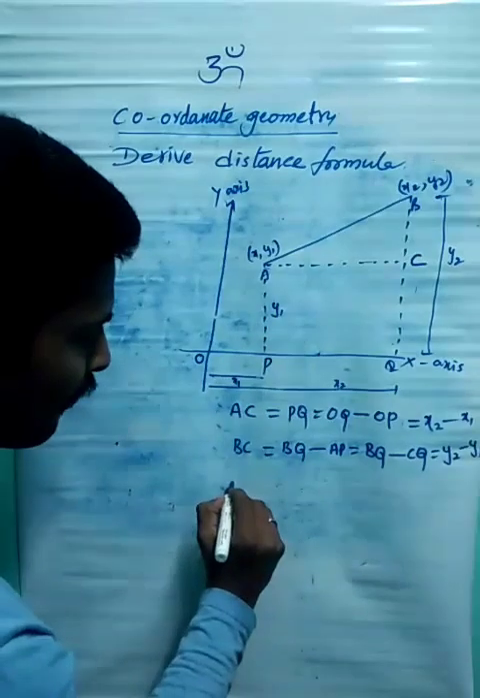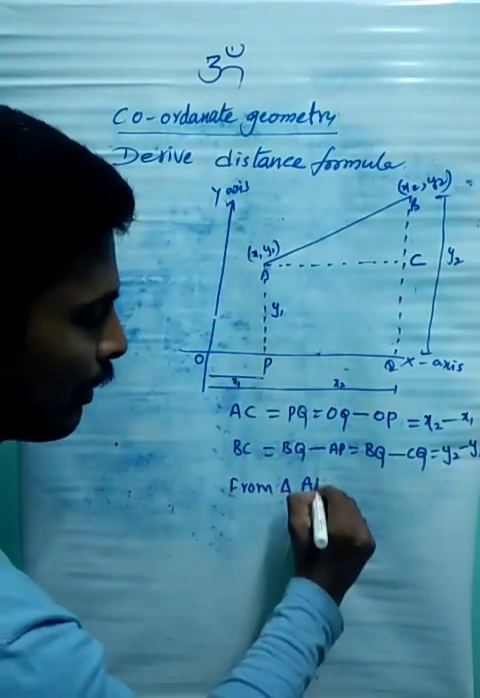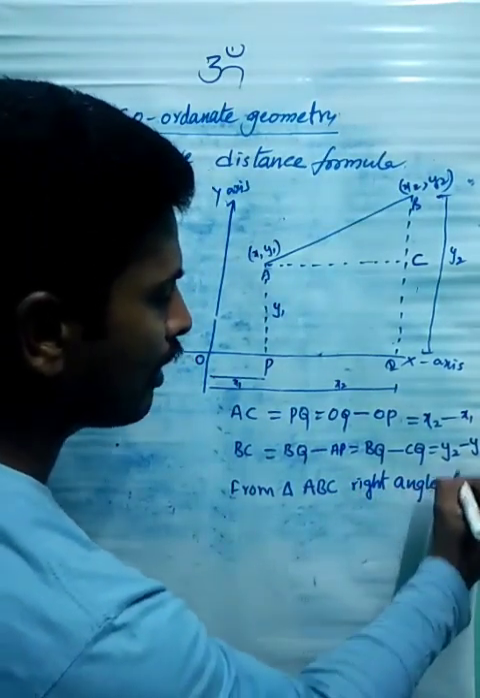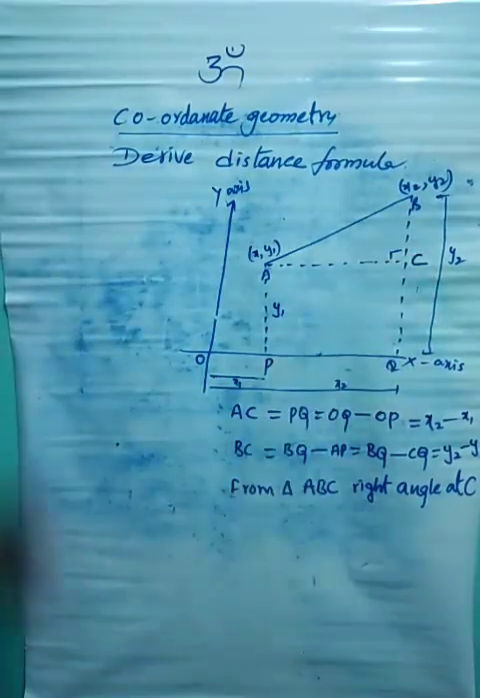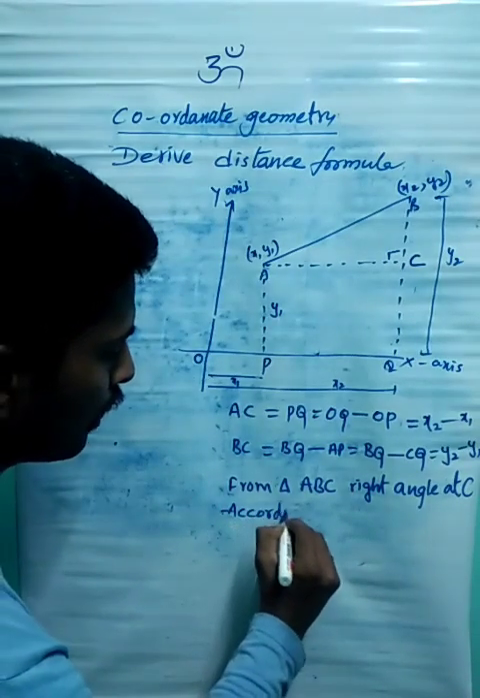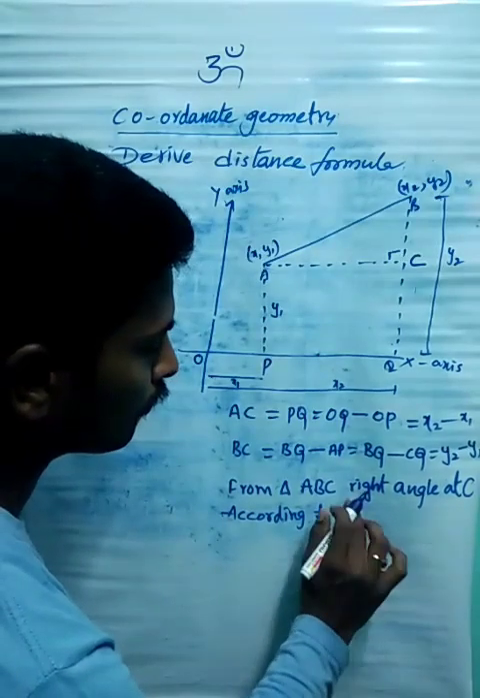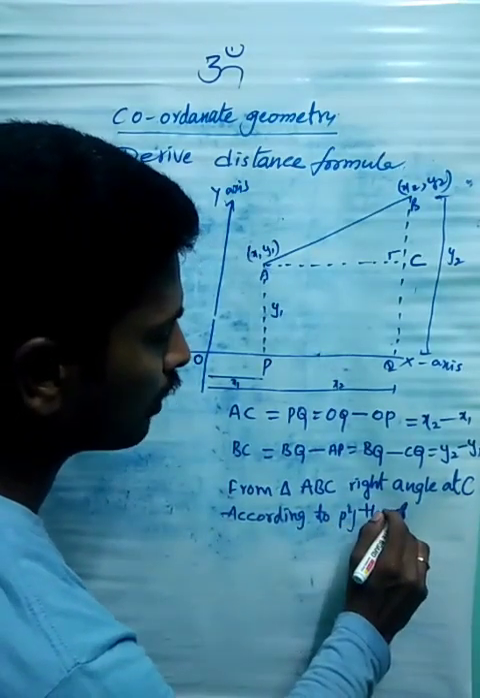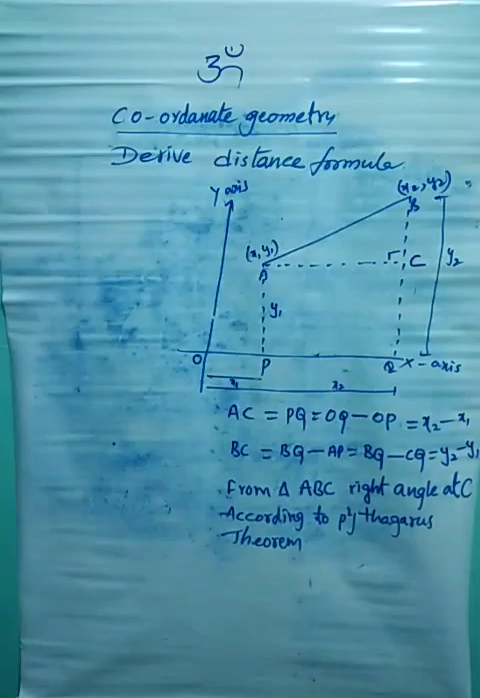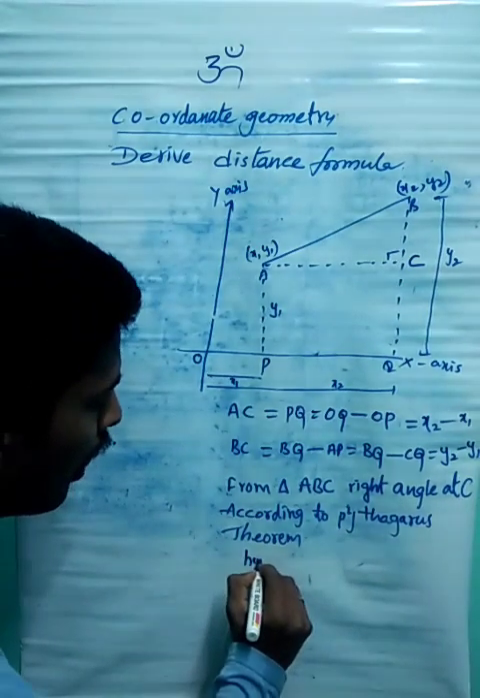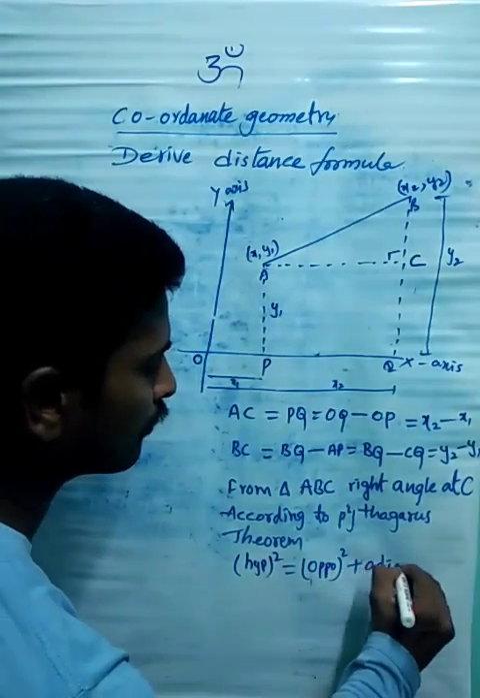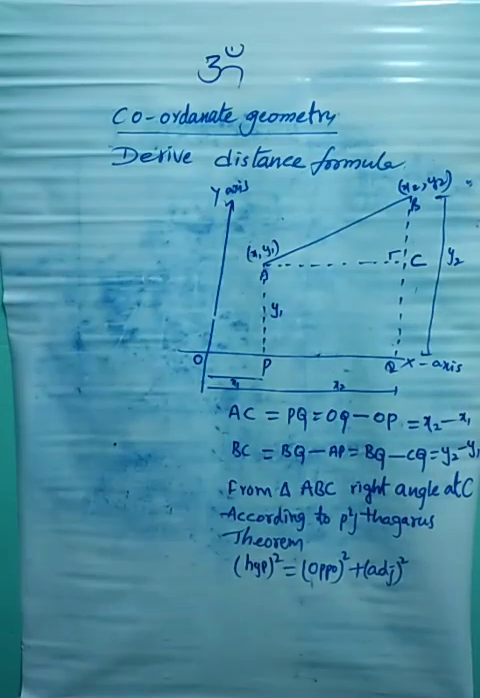Now coming to the triangle ABC, it is a right angle at C. When it is a right angle at C, according to Pythagoras theorem, the hypotenuse square is equal to the opposite square plus the adjacent square.